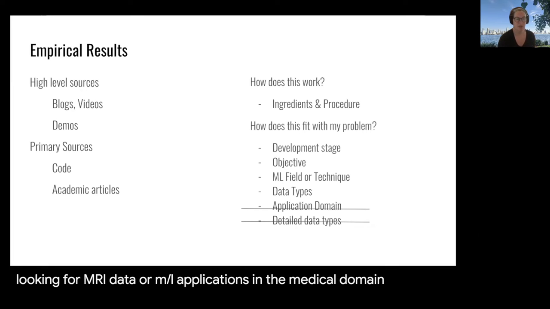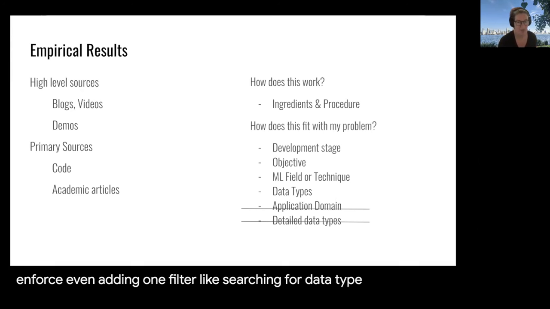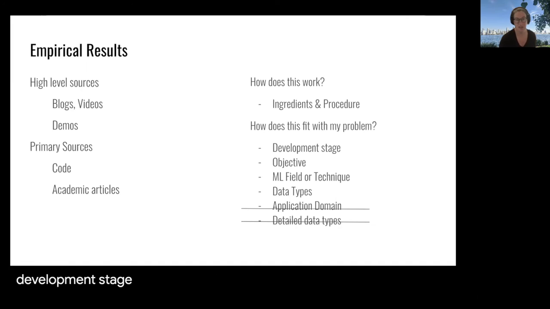These were things like folks looking for MRI data or ML applications in the medical domain. Not only would a controlled vocabulary for all of the possible application domains be difficult to create and update and enforce, even adding one filter, like searching for data type X-ray plus development stage training, would be likely to return zero results, which is discouraging.